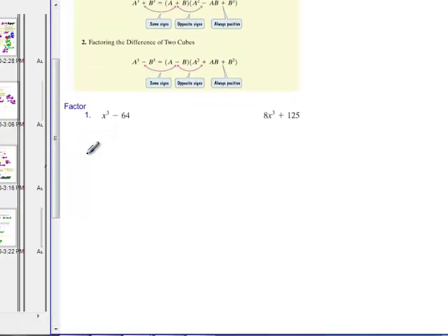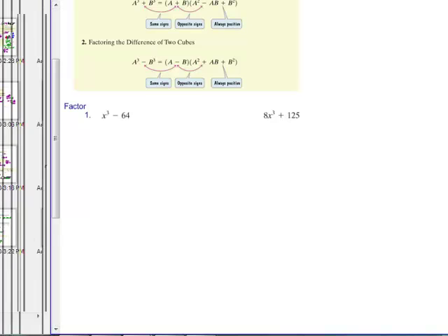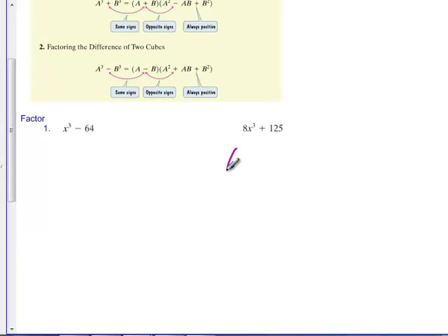So, cubes. The way I remember these. Let me back up. I need to figure out what I cube to get each of these. I'm going to do the harder one first. What do you cube to get 8x cubed? 2 what? 2x. So, this is 2x cubed. What do you cube to get 125? 5.